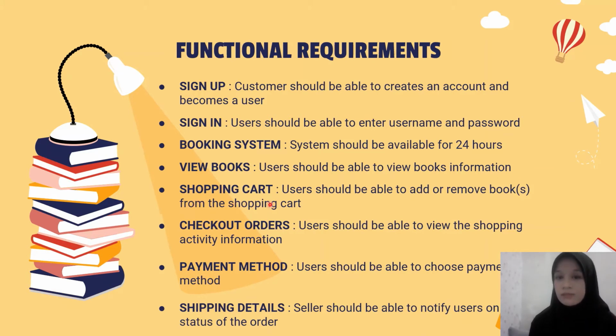For the shopping cart, the user should be able to add or remove books from the shopping cart. The next one is checkout orders. The user should be able to view the shopping activity information. And then we can proceed to the payment method, where the user should be able to choose a payment method. And the last one is shipping details. The seller should be able to notify the user on the status of the order.